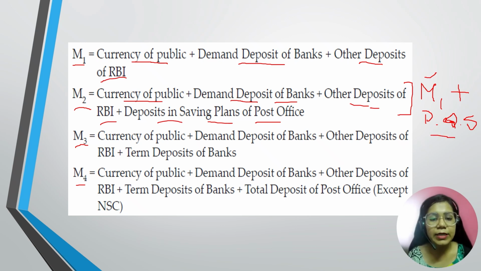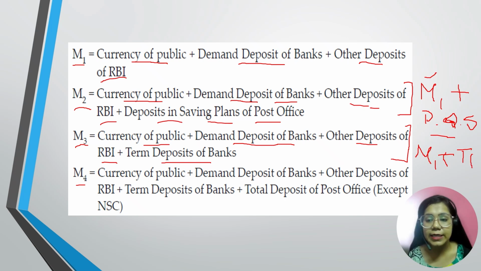Now let's see M3. M3 included currency of the public plus demand deposits of banks plus other deposits of the RBI plus the term deposits of bank. Even in AMR, term deposits of bank were included, but that does not mean AMR and M3 are equal. So we can also write M3 as what? The first three terms are again equal to M1, and with this we are adding the term deposits, TD. So we can also write M3 as M1 plus TD.